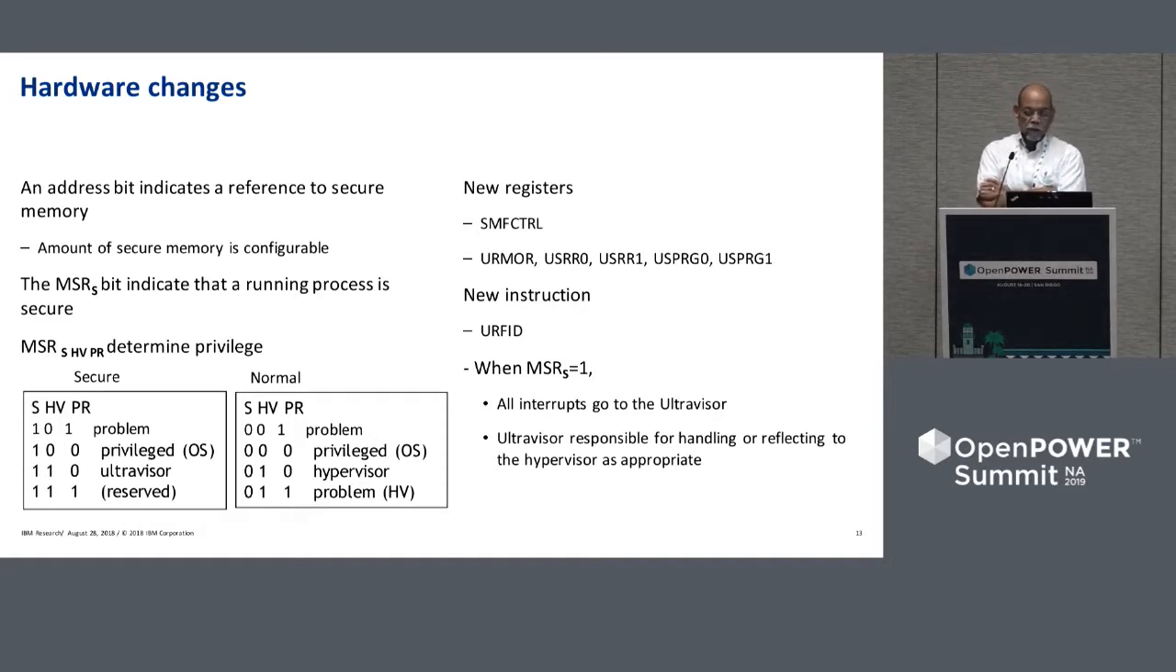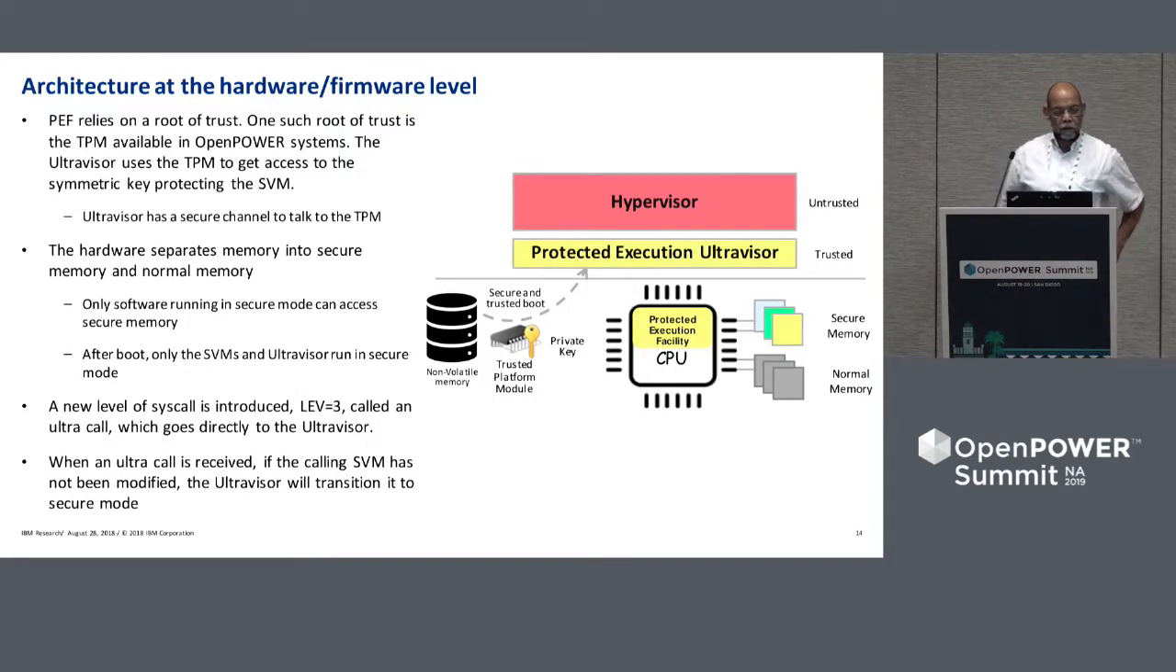We add a new instruction, URFID. The issue is that the ultravisor is the only one who can turn on the MSR S bit when returning, causing something to execute. You've probably figured out by now that this requires a little bit of paravirtualization in the hypervisor to get it to run, and that we've done, and those changes are being upstreamed as we speak.